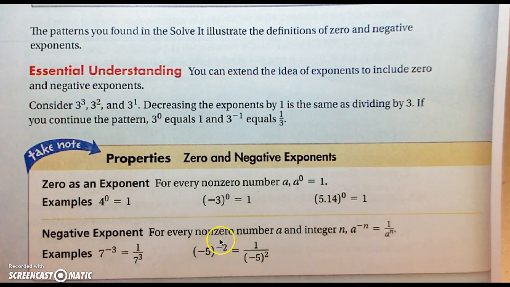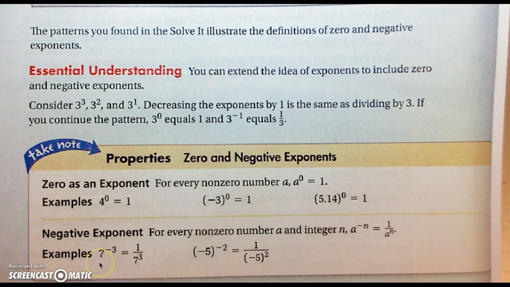Negative exponents. For every non-zero number a and integer n, a to the negative n is equal to 1 over a to the n. So the negative is pushing you to the other side of the fraction bar line. So you need to make sure that you remember what this negative means. A negative exponent pushes you to the other side of the fraction bar line.